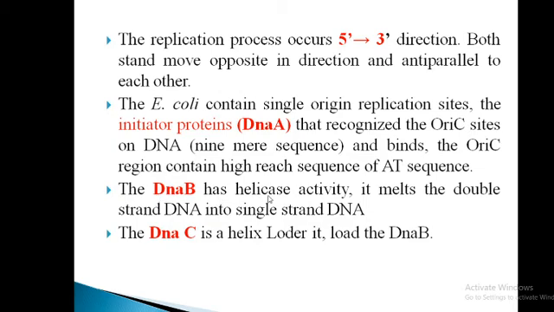DnaB has helicase activity. It melts the double-stranded DNA into single-stranded DNA. See here, prokaryotic proteins or enzymes are different from eukaryotic proteins and enzymes. The general name is helicase, but in the prokaryotic system the protein working as a helicase is DnaB, and DnaA has the origin recognition activity.